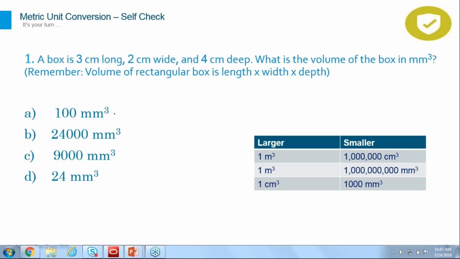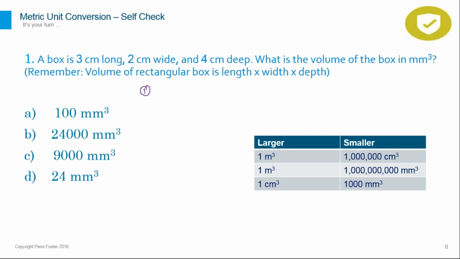So first of all, the first step I'm going to do is to find the volume using the cubed centimeters unit. So step number 1, I'm going to find the volume in cubed centimeters, which is simply multiply all the sides together. So 3 times 2 times 4, and that will give you the volume in cubic centimeters. So it's going to be 24 centimeters cubed.